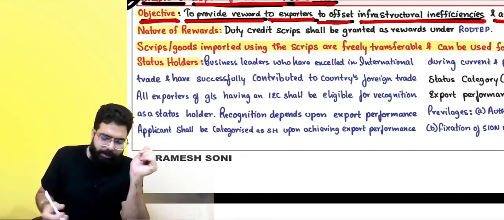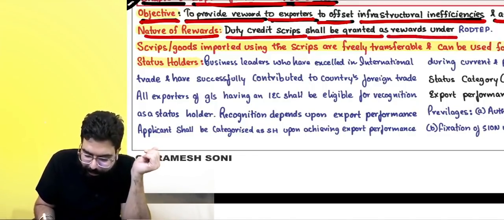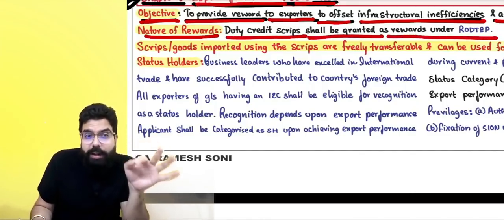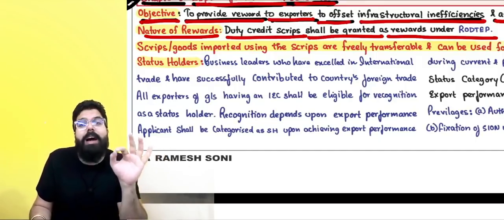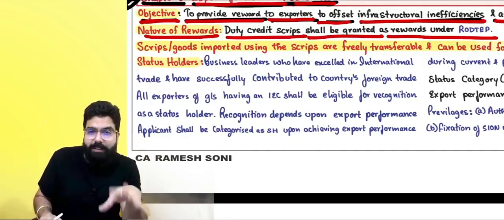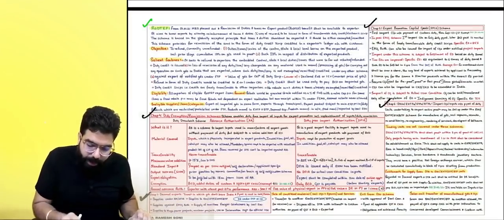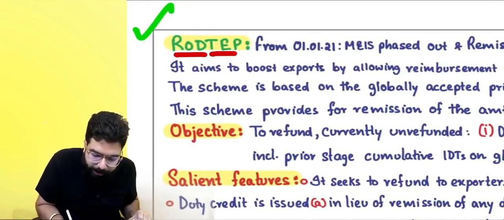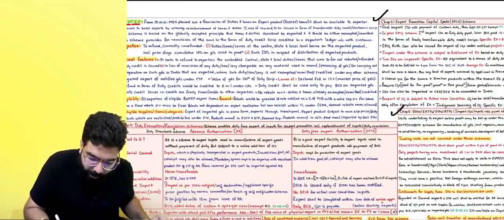Okay, sir, point is clear. Nature of reward. Duty scripts shall be granted as a reward under RODTEP. So now MEIS, SEIS no more. It is the RODTEP scheme which has been introduced. Sir, remission of duty, RODTEP. Okay, sir, point is clear. Let's go ahead. Everyone over here now. Next.